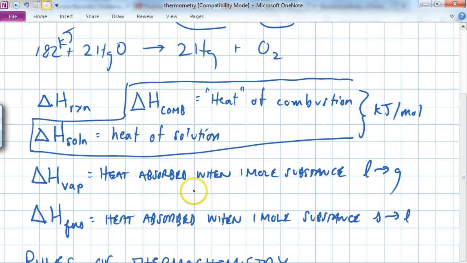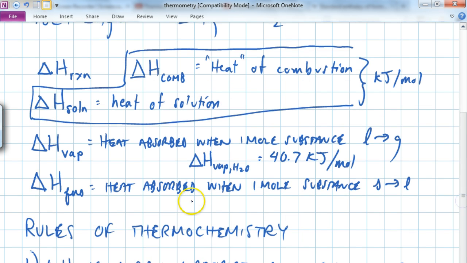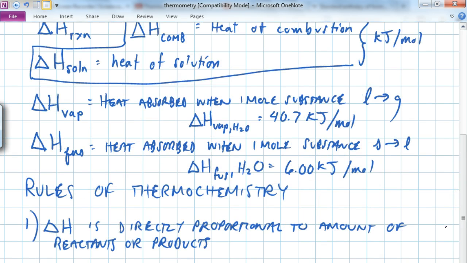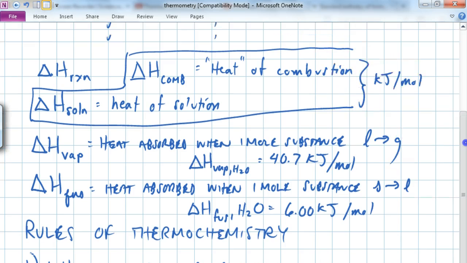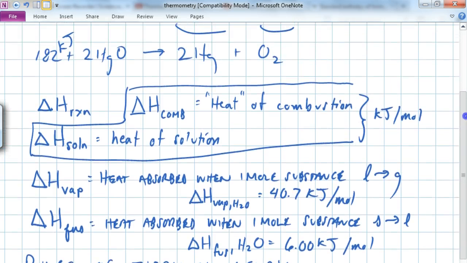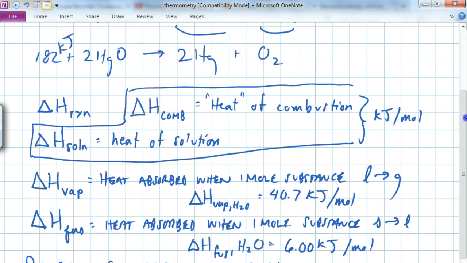So just to give you an example, delta H of vaporization for H2O is 40.7 kilojoules per mole. And then delta H of fusion for H2O is about 6.00 kilojoules per mole. So it takes quite a bit more heat energy to vaporize water than it does to melt ice. But these are some of the types of delta H's that you'll see around, and we'll be using them on and off as we move on in the chapter.